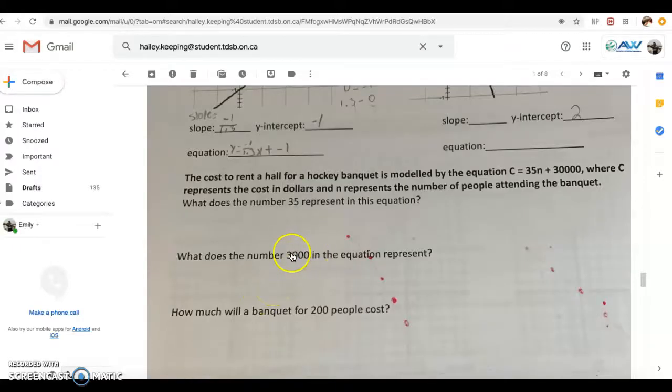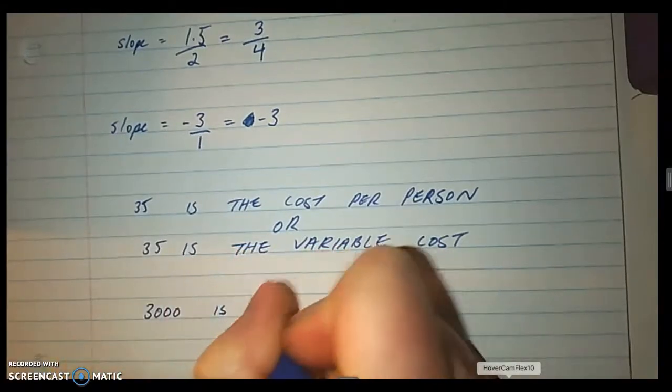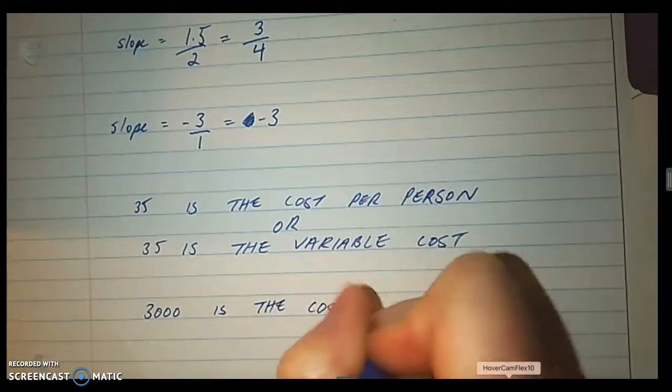What does the number 3,000 in the equation represent? This is maybe a bit confusing because there's a typo here. This number was supposed to be 3,000, not 30,000. And that's the cost just to rent the hall, even if no one is coming to the banquet. Okay, so we can call that 3,000 is the cost to rent the hall.